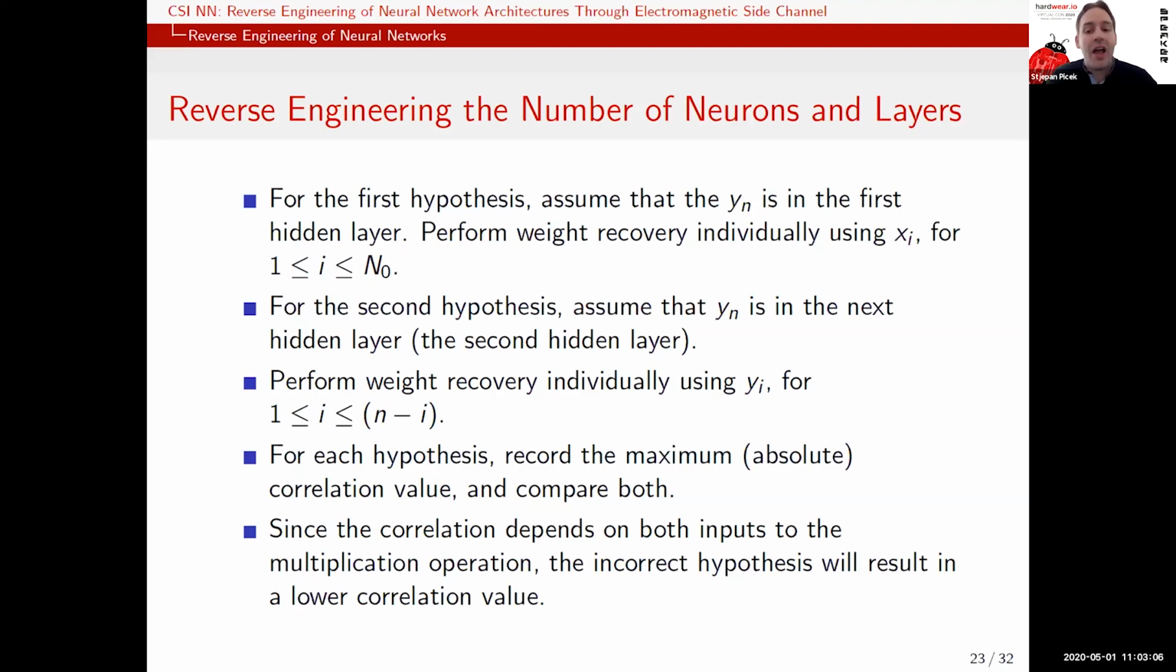One of those hypotheses will have the higher correlation, and it will tell us if our first hypothesis was correct, so it was the first layer, or our second hypothesis was correct, it was the second layer. And then we know what the boundary is, because we start with the first neuron, go, and reach the boundary. We know, okay, this is the boundary, now it's the second layer. We repeat, boundary, third layer. Continue.